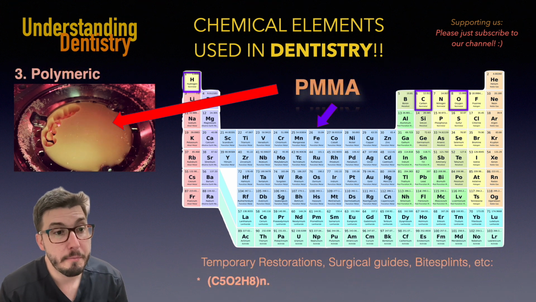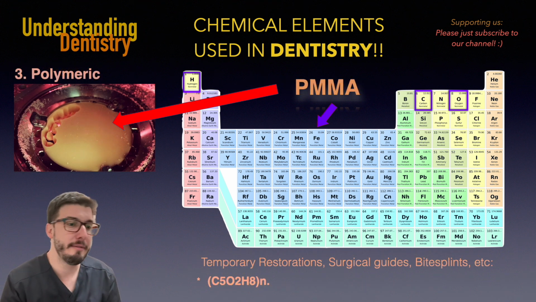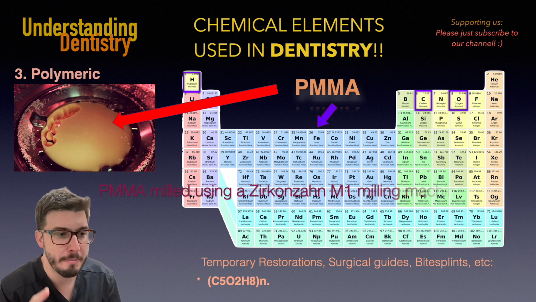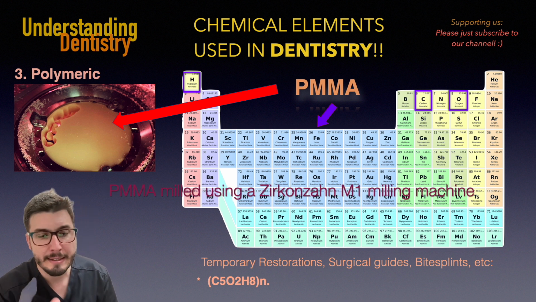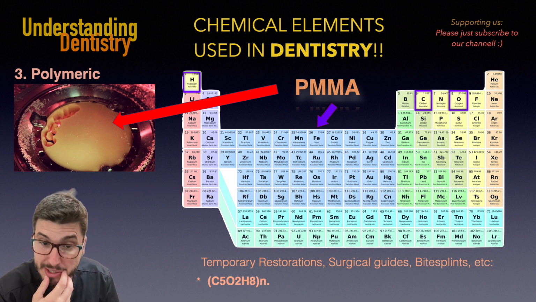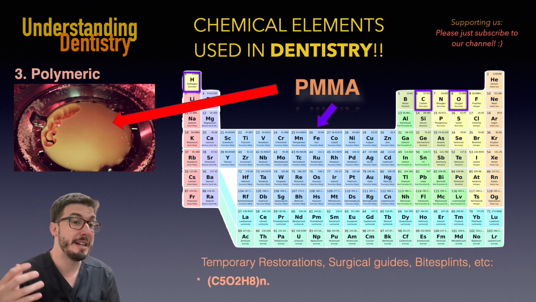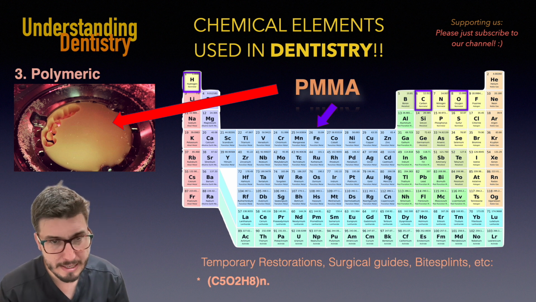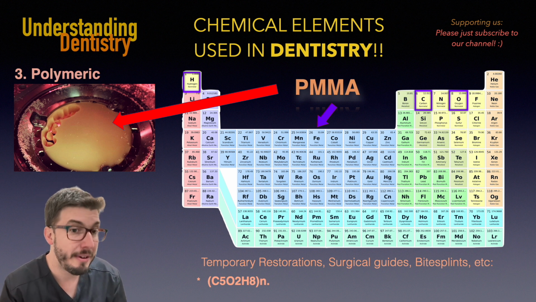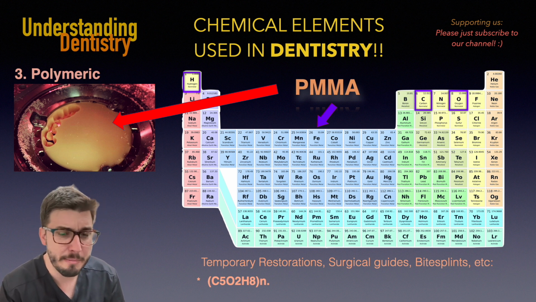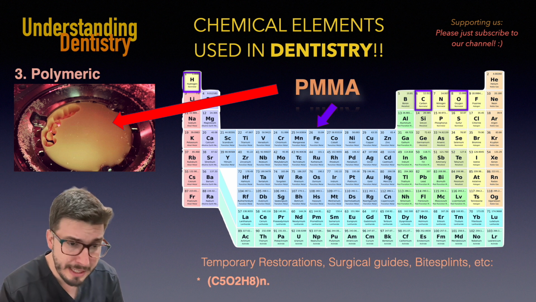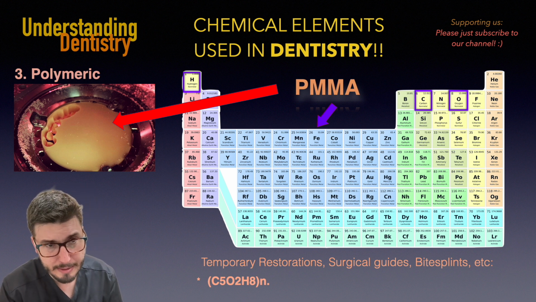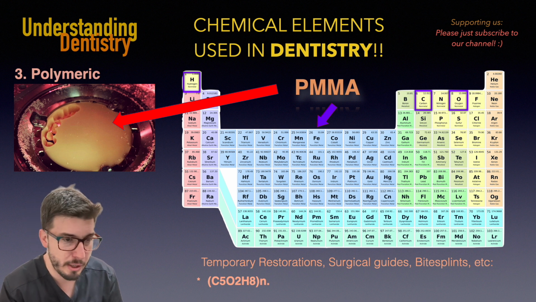All right, then we have the polymeric materials, and we have a lot of materials, but take a look at this. The main one that we are going to comment on here is the PMMA, polymethyl methacrylate. And then we have the temporary restorations, although they are now developing very nicely, and they can be used as long-term temporary restorations because there are modified PMMA materials. They can also be used for surgical guides, bite splints, okay, and that's basically the formula. So carbon, oxygen, and hydrogen being the main components, of course, of the periodic table.